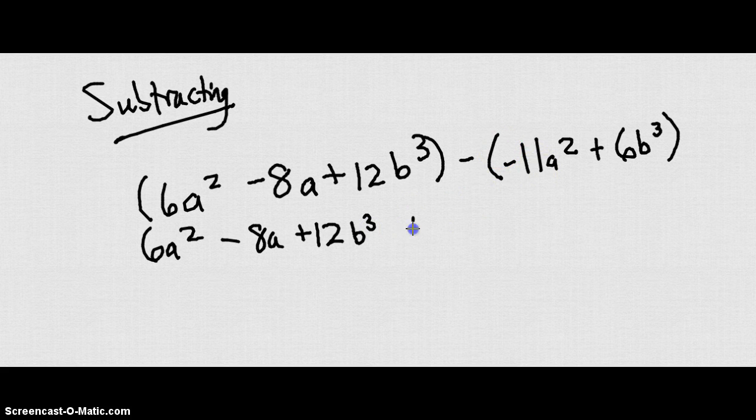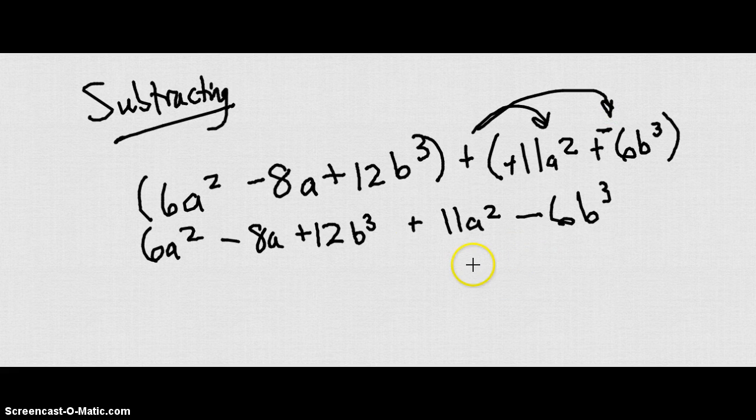And let's add 11a squared. Since we're subtracting a negative a squared, why don't we just make this addition? And then since we're subtracting this, we'll make that a negative. So we'll take away 6b cubed, basically just distributing the negative.